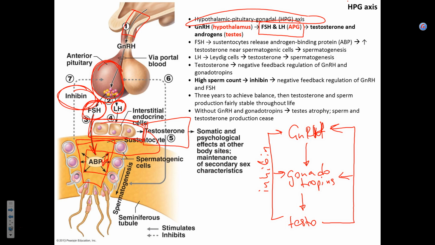Does that make sense? When gonadotropin releasing hormone and gonadotropins are not produced due to some pituitary problems or hypothalamic pathologies, there's no testosterone. Without testosterone, testes, they shrink, they essentially atrophy. Does that make sense?